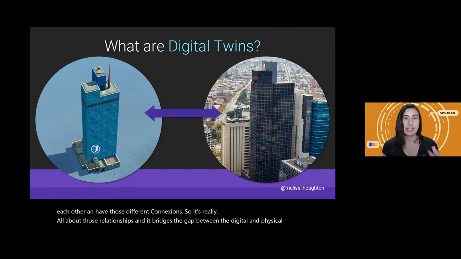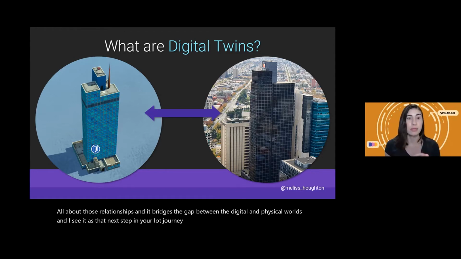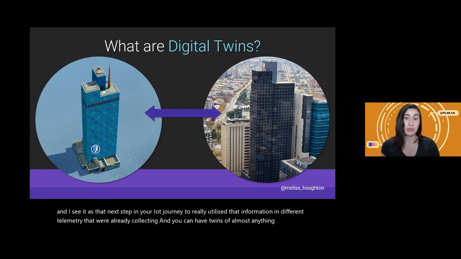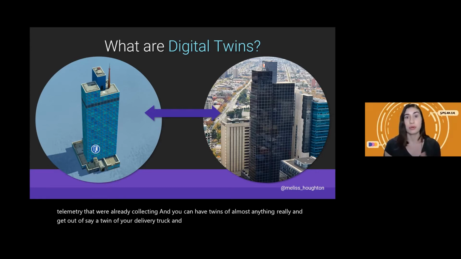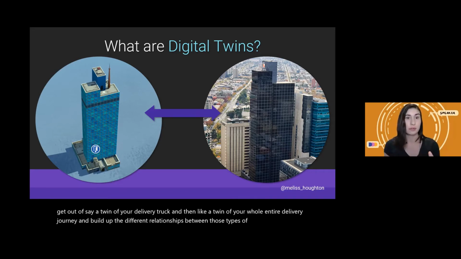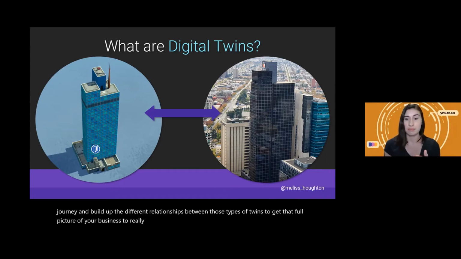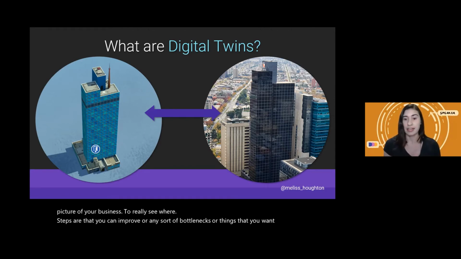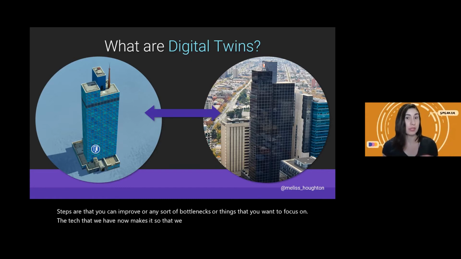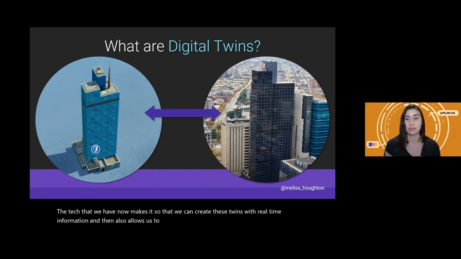And I see it as that next step in your IoT journey to really utilize that information and different telemetry that we're already collecting. And you can have twins of almost anything, really. You could have, say, a twin of your delivery truck and then a twin of your whole entire delivery journey, and build up the different relationships between those types of twins to get that full picture of your business, to really see where steps are that you can improve or any sort of bottlenecks or things that you want to focus on. And the tech that we have now makes it so that we can create these twins with real-time information, and then also allows us to react and automate in real time as well.